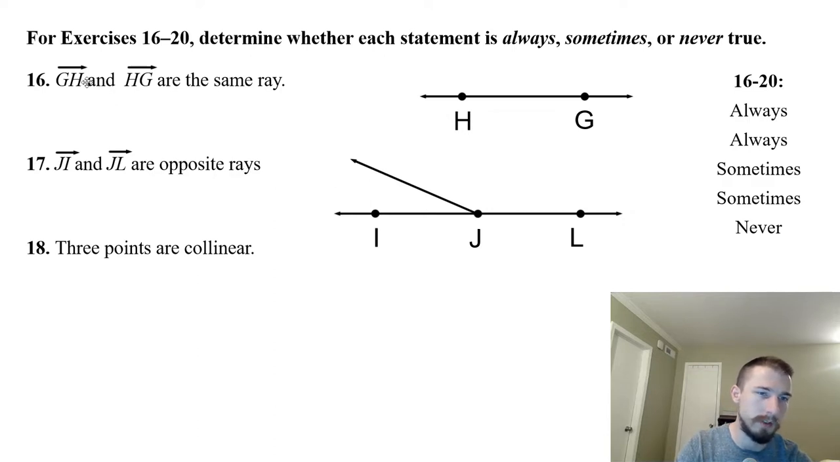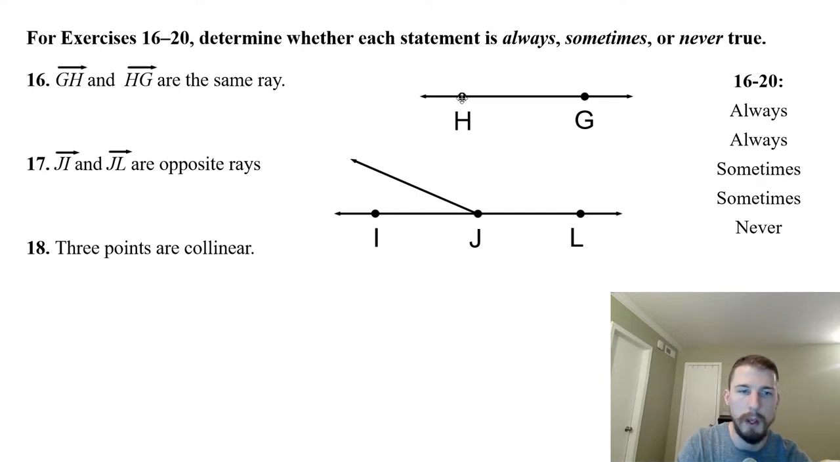So number 16 says, ray GH and ray HG. Now, how do I know those are talking about rays? Look at the symbol. It's got an arrow going in one direction, so it's a ray. So ray GH and ray HG are the same ray. Is that true? Can that ever be true? We'll think about it. You can even draw it out if you want to help.